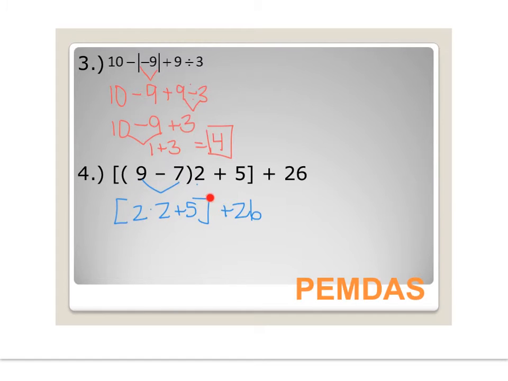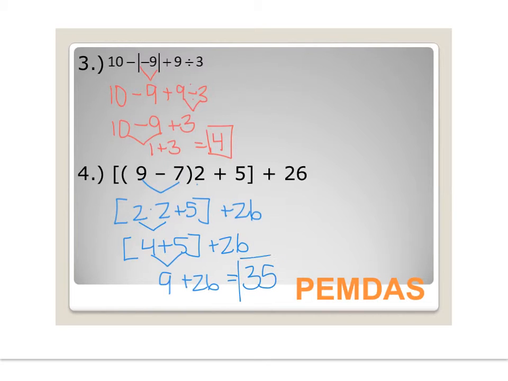Notice that these brackets are still here because we haven't simplified everything inside those yet. So I'm going to multiply inside because I have to use order of operations inside. Again, brackets are still here because we haven't done everything inside of them yet. So adding and we get 9. Now those brackets are gone because it's a single number, and we've done everything inside of it. And when I add 9 plus 26, we end up with 35.